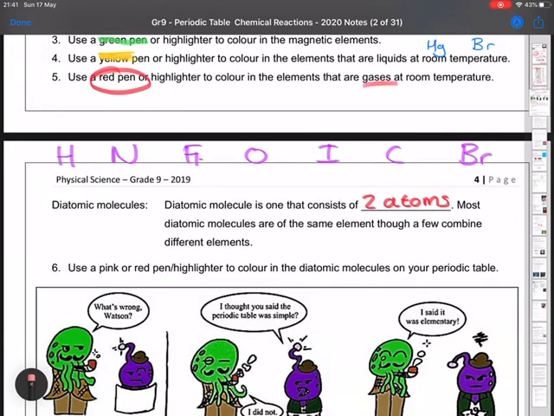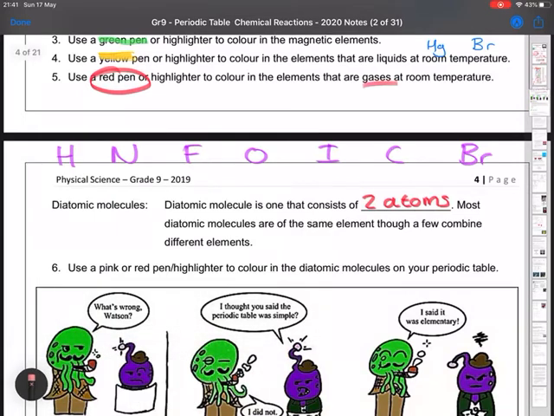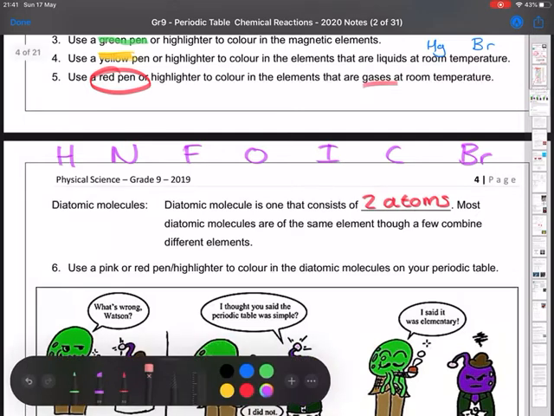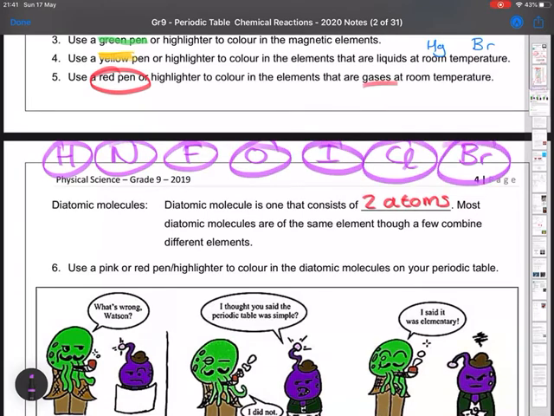So hydrogen is just H, nitrogen is just N. Then we've got fluorine, which is just F. Oxygen is just O. I is for iodine, just I. C should actually be Cl because it's chlorine. And Br is for bromine. But the acronym, to remember it, have no fear of ice cold beer, and those are the diatomic elements. So it can help you to remember that.